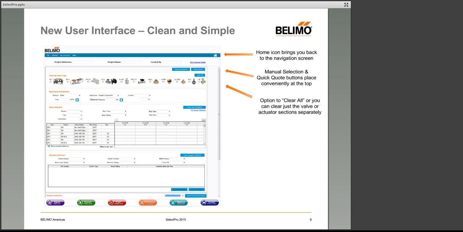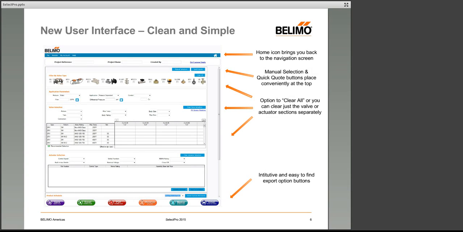You have the option to clear the entire form, or you can just clear the valve section or actuator section separately. So if you've gone ahead and already sized out your valve, but maybe you need to play around with the actuator or change some of the technical attributes, you can go ahead and clear just the actuator section, so that you don't have to re-enter all of the information or criteria based on your valve.